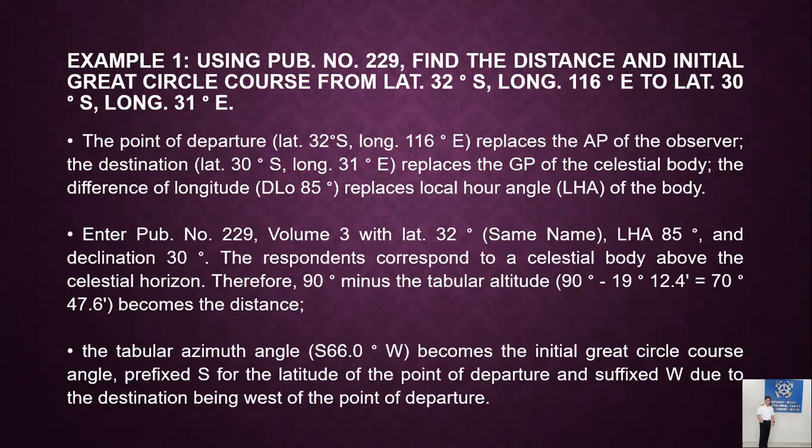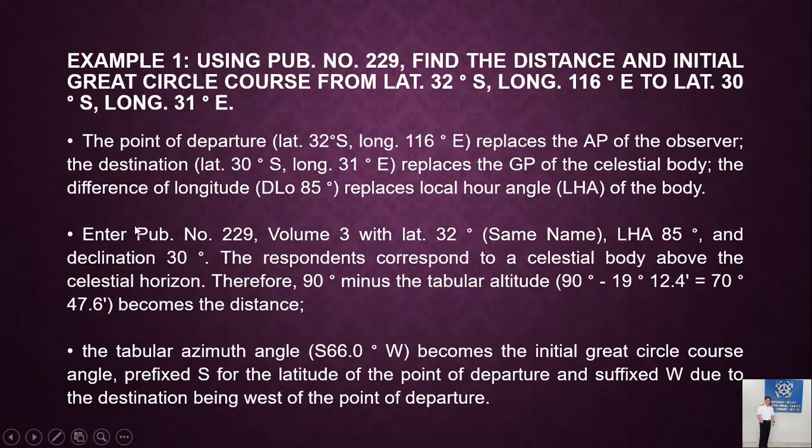So find the distance and initial great circle course from latitude 32 south, longitude 116 east to latitude 30 degrees south, longitude 031 east. For example, the point of departure 32 south, 116 east replaces the AP of the observer. The destination latitude 30 degrees south, longitude 31 degrees east replaces the GP of the celestial body, which is the difference of longitude of 85 degrees. So subtract 116 to 031, the difference of longitude will be 85 degrees, which is also equivalent to your local hour angle of the body.